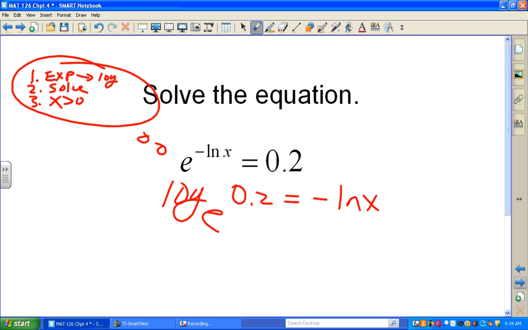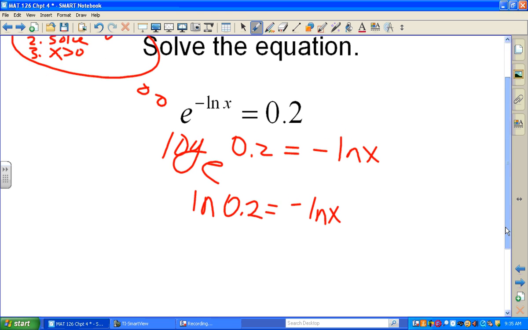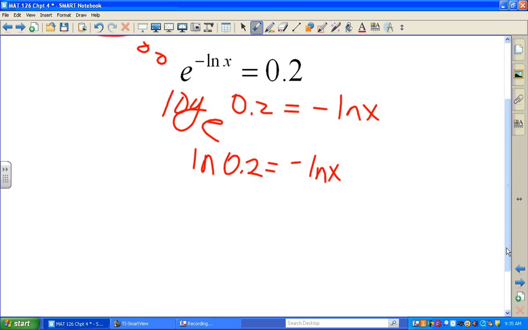Negative ln of x. What is log base e? What button? ln of 0.2 equals negative ln of x. Well, this is a little different. How do you solve that?